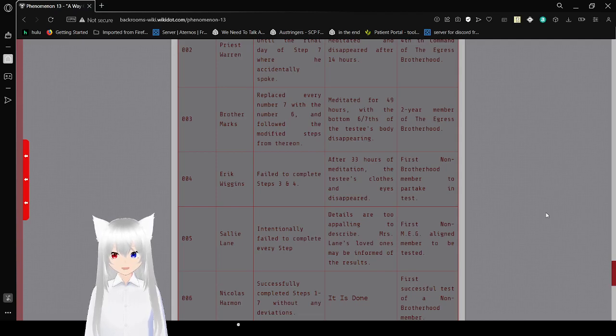Three, Brother Marks. Replace every number 7 with a number 6 and follow the modified steps from there on. Meditate for 49 hours with the bottom 6/7 of the testee's body disappearing. 2-year member of the Egress Brotherhood.